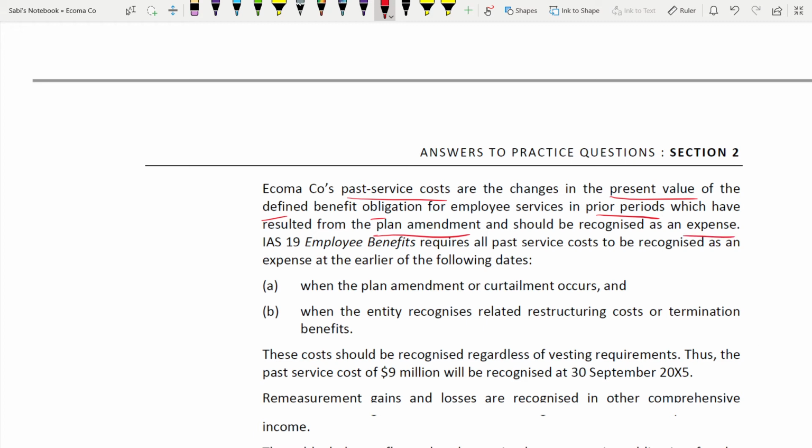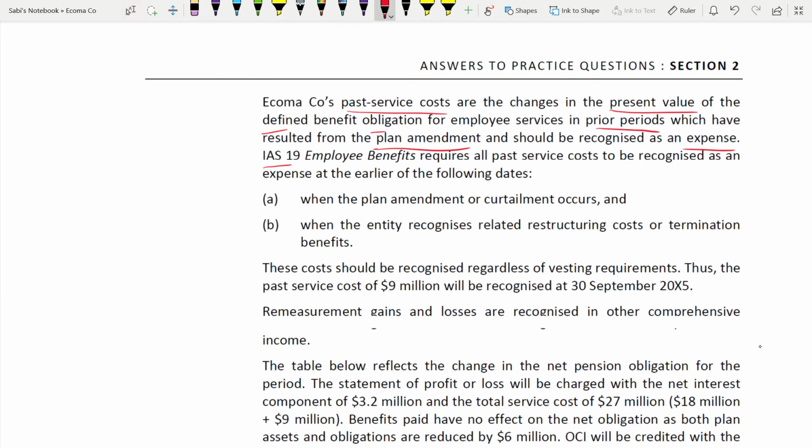Okay. Now, IAS 19 has most rules regarding past service cost. That's why we are talking more about this. It requires all past service cost to be recognized as an expense at the earlier of the following dates. If amendment has taken place, don't forget these two things. I will put a star mark. You have to mention these two things from IAS 19. It's true that you're recognizing expense for past service, but when? Out of the following two dates, the earlier one. Whichever is earlier, on that date you are recognizing the past service cost.